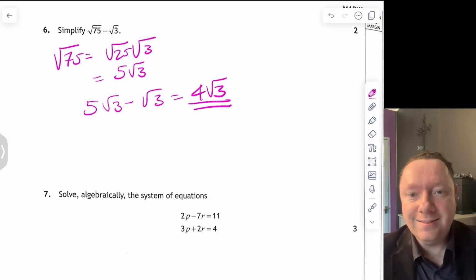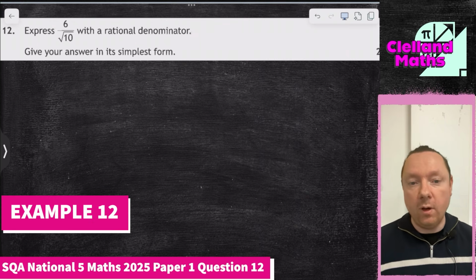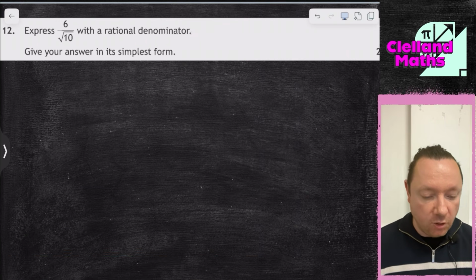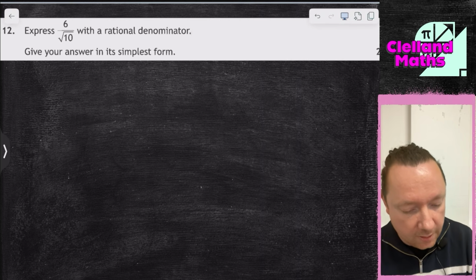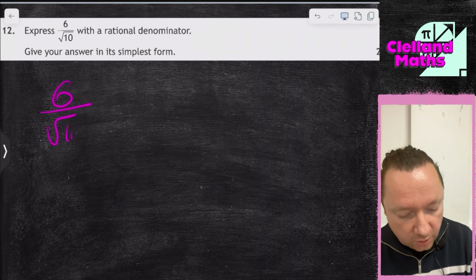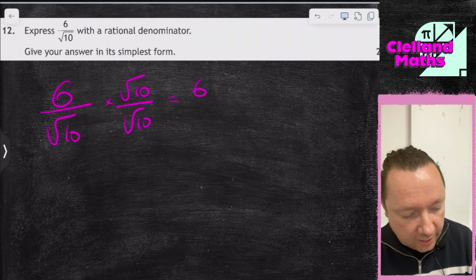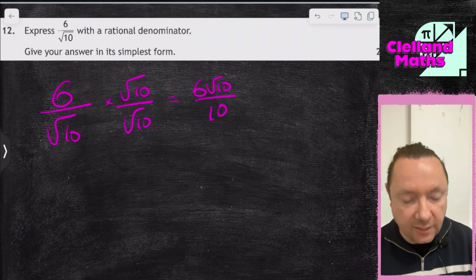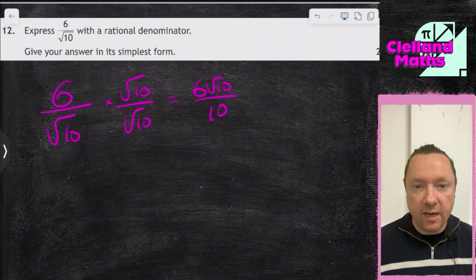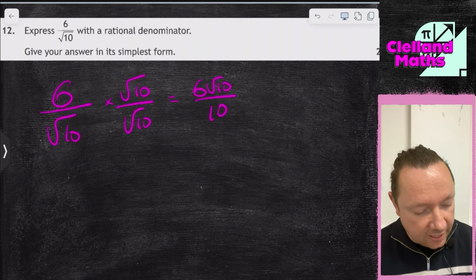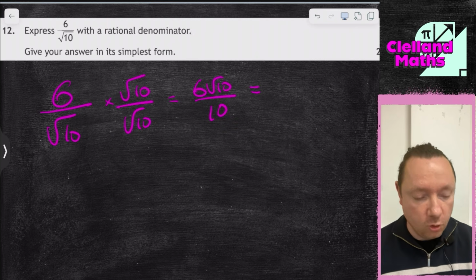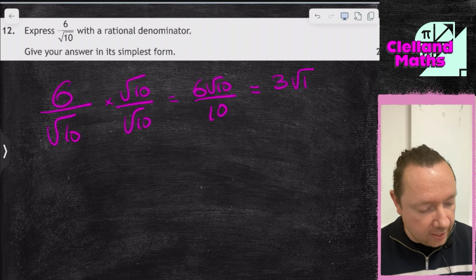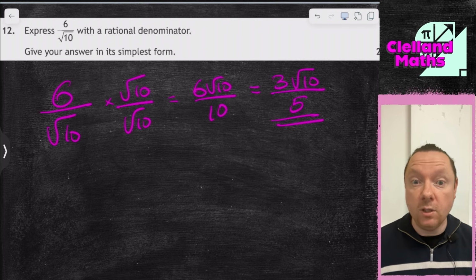And we're done there. SQA National 5 Maths 2025 Paper 1 Question 12. Express 6 over root 10 with a rational denominator. So that means that it times by root 10 over root 10. So for 1 mark, you would get 6 root 10 over 10, but now you need to simplify. Well, the root 10 doesn't simplify, there's no square numbers that go in, but 6 and 10 can, by dividing by 2. 6 divided by 2 is 3 root 10, 10 divided by 2 is 5, 3 root 10 over 5, and we're done there.